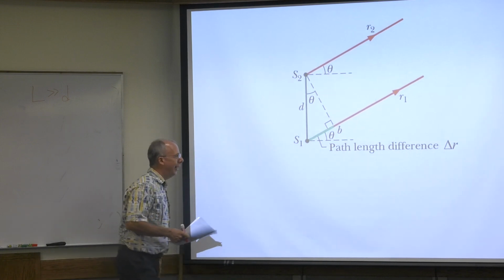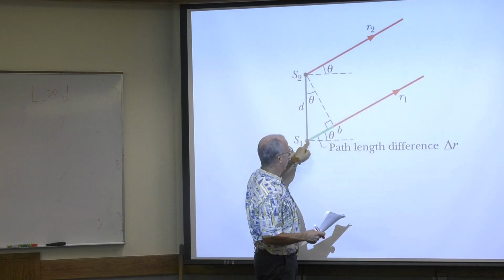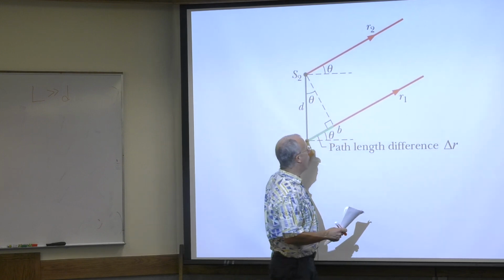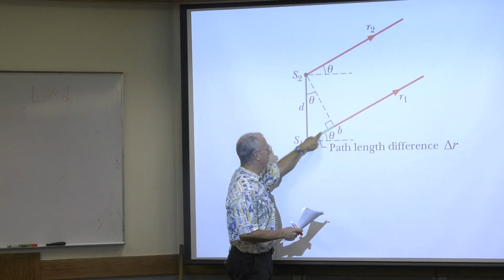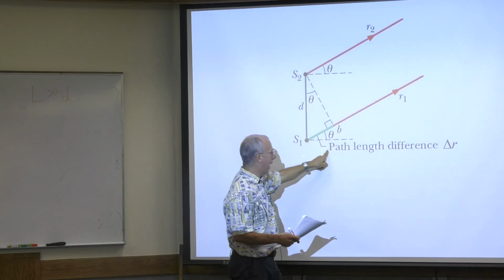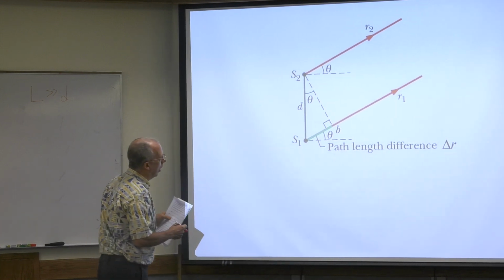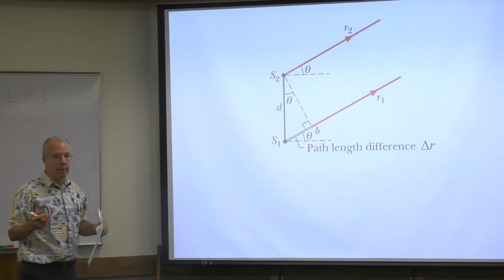Well, it's right here, right? So this is a right angle. So R1 travels this much more than R2. So that's the path difference, all right? Okay, so we have to get an equation for the path difference.